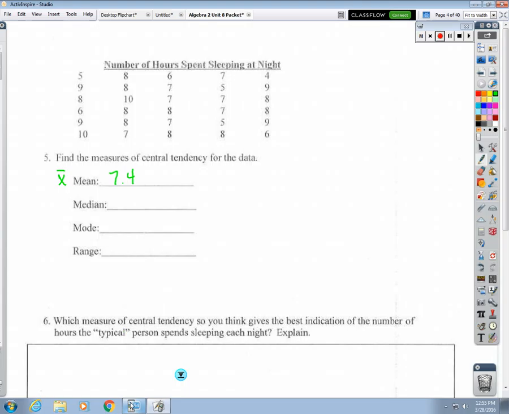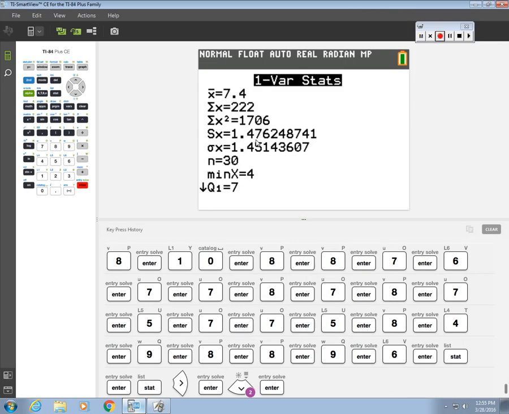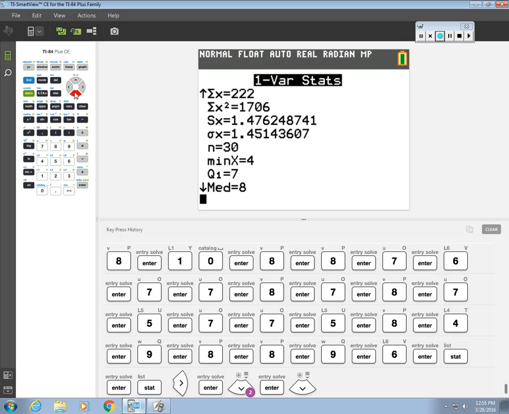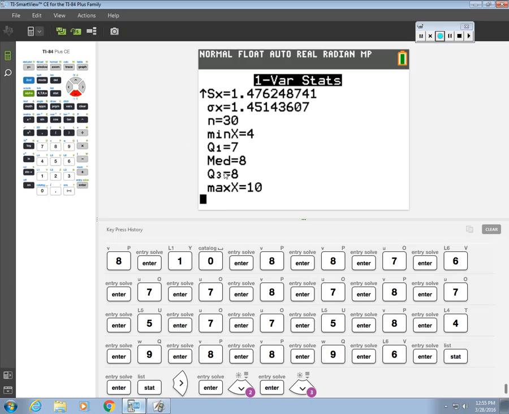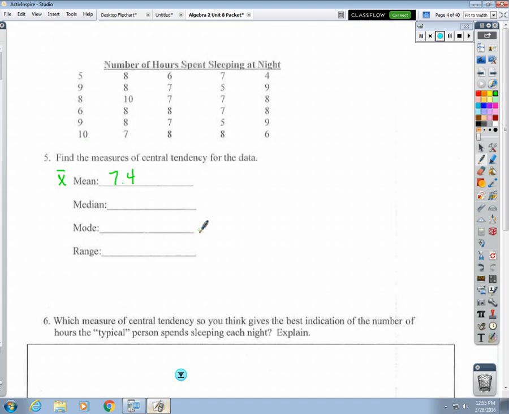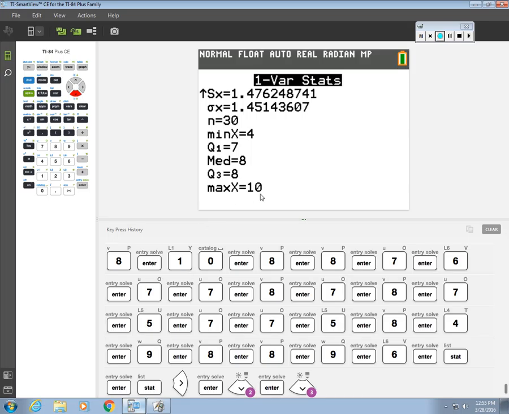Okay, then go back to that calculator. Now look, everybody look. I don't see any other information on here other than the fact that I put in 30 numbers. The lowest number was 4, but if you scroll on down, you'll see the median is 8 and the max is 10. Okay, so median 8. Well, if the calculator tells us that the max was 10 and the min was 4, what's the range?